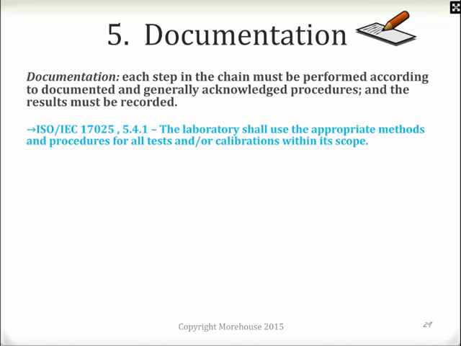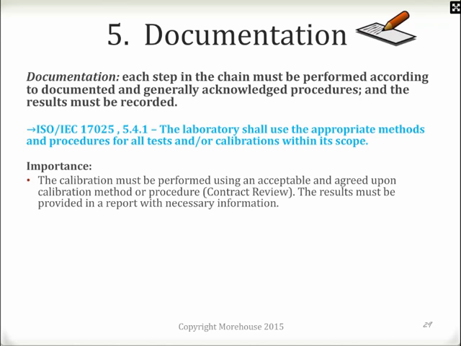Each step in the chain must be performed according to documented and generally acknowledged procedures, and the results must be recorded. Per section 5.4.1 of ISO/IEC 17025, the laboratory shall use the appropriate methods and procedures for all tests and/or calibration within its scope. The importance: the calibration must be performed using an acceptable and agreed upon calibration method or procedure, contract review. The result must be provided in a report with necessary information.